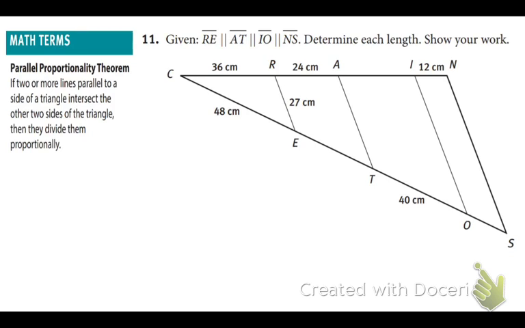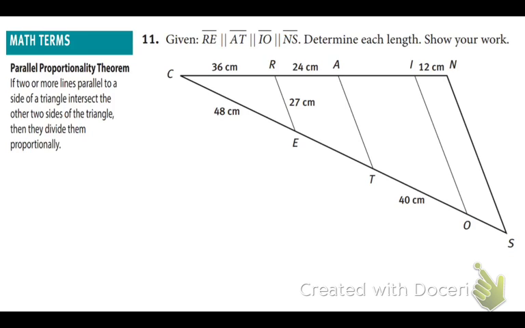All right, on page 268, at the top of the page, you find a new math term, the parallel proportionality theorem. I won't read it to you, but you can pause this and read it. Basically, it says if we have a triangle with multiple lines parallel cutting through it, then we just get all kinds of proportional parts. So this problem actually is 6 problems in one.